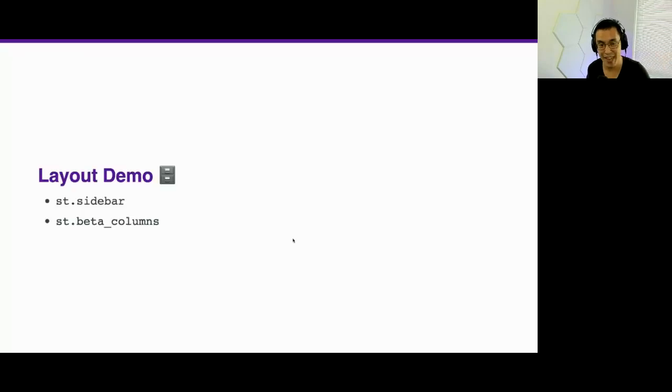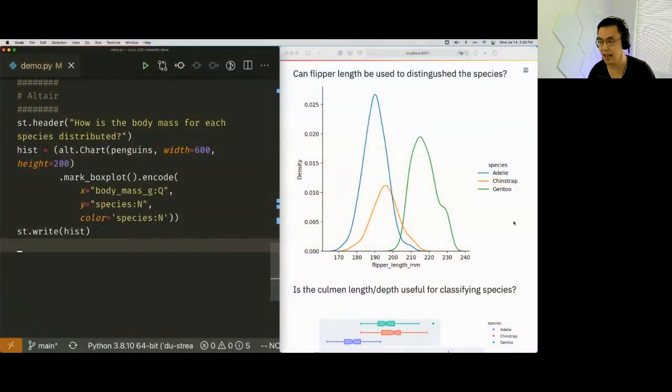So there's not much of a visual dashboard application if you can't lay out your components. Streamlit has a few options for this. It has a sidebar and something called basic columns, which lays out your components into columns. So I'm going to look at this in the next part.